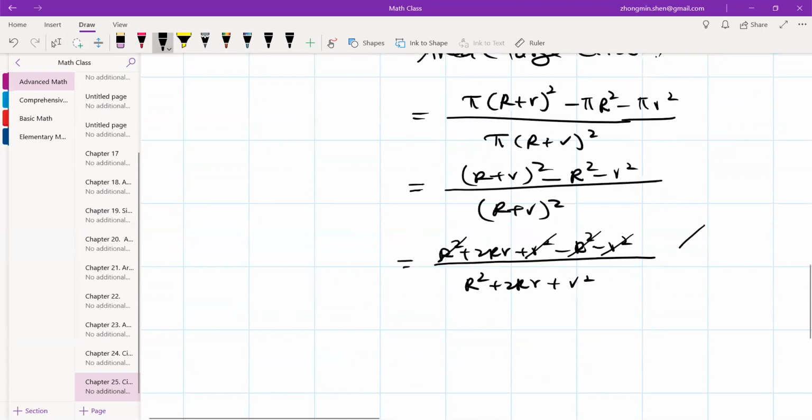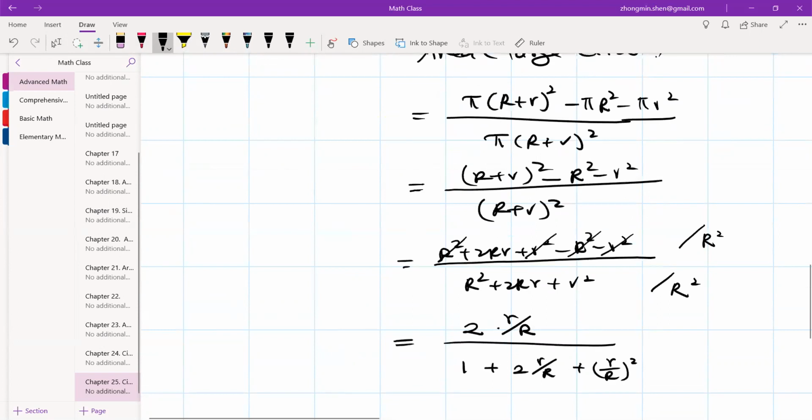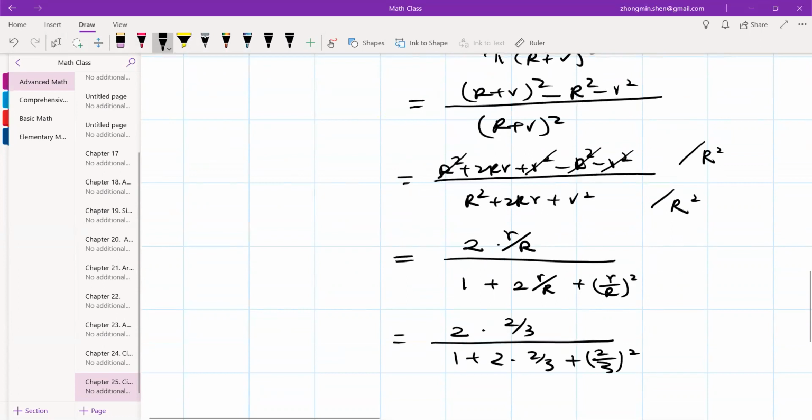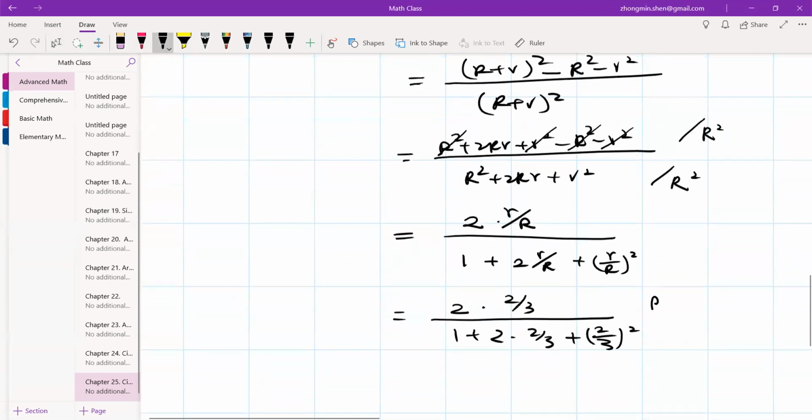Then all you need to do is divide both numerator and denominator by R squared. So you will get 2r over R here, and here 1 plus 2r over R plus r over R squared. Okay. Then you know that each ratio is going to be 2 over 3. So it'll be 2 times 2 over 3, over 1 plus 2 times 2 over 3 plus 2 over 3 squared. Then you simplify, multiplying by 3 squared, 3 squared.